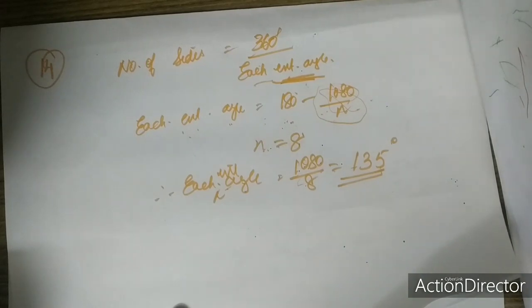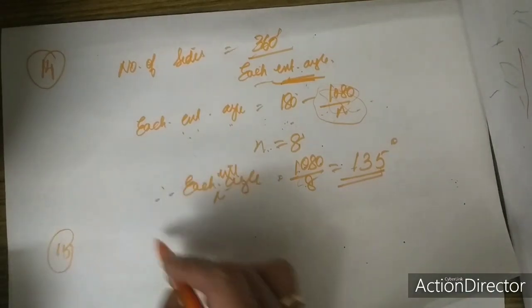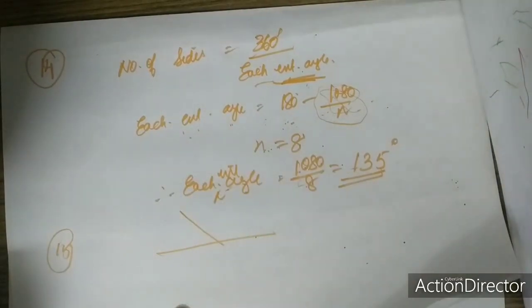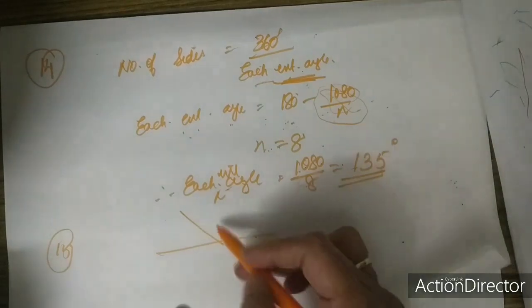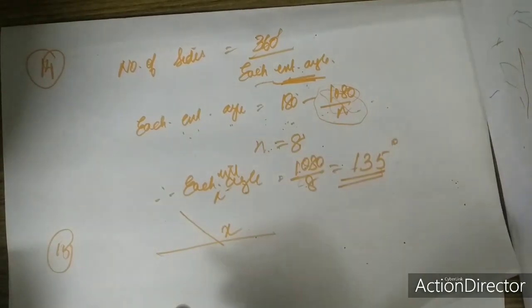Coming to the next question. In a regular polygon, each interior angle is thrice the exterior angle, and you have to find the number of sides of the polygon. So again you can make the figure like this. Each interior angle is thrice the exterior angle. So you take the exterior angle as x. Interior angle will become 3x.